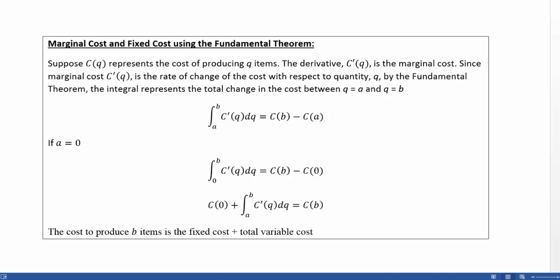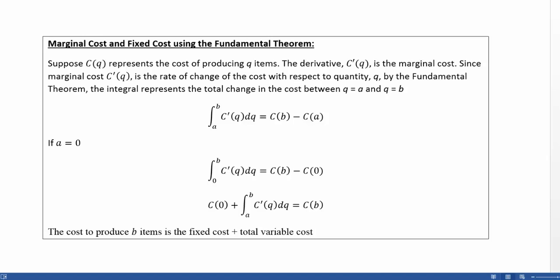So suppose that C of Q represents the cost of producing Q items. That's the cost function, the original function that we're interested in knowing more about. The derivative, C prime of Q, is the marginal cost, or the derivative of cost.